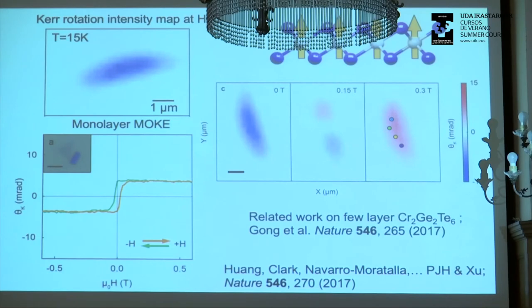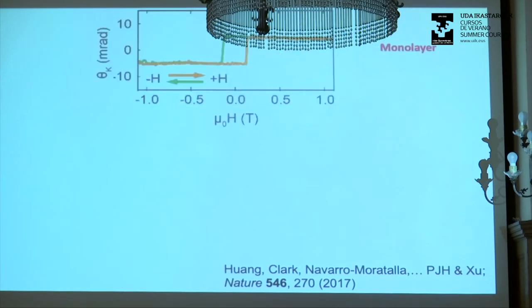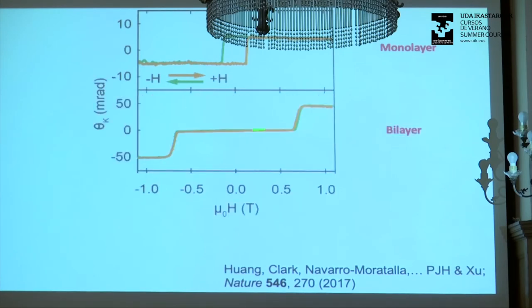Now, as it's often the case, we found an interesting surprise with the system. Okay? So, the bulk is a ferromagnet. All of the layers are ferromagnetically aligned. A monolayer is a ferromagnet. So you might expect two layers should be a ferromagnet, but it's not the case. Okay, so this is the signal for monolayer. You see hysteresis loop, hard gap. We measured bilayer, and to our surprise, bilayer does not have a hysteresis loop at zero magnetic field. Turns out bilayer chromium triiodide is, each layer is ferromagnetically aligned, but they are anti-aligned with respect to each other. So it's an interlayer antiferromagnet.